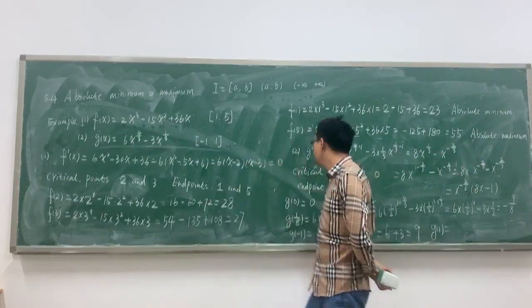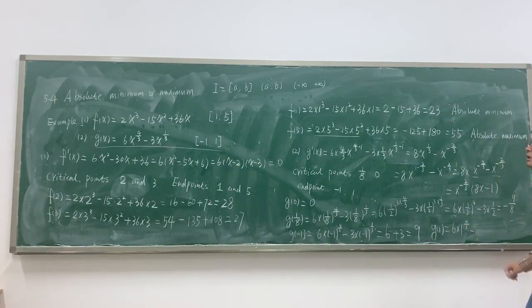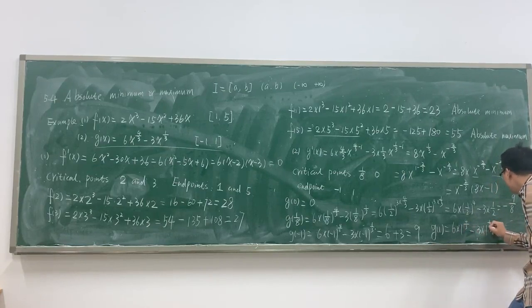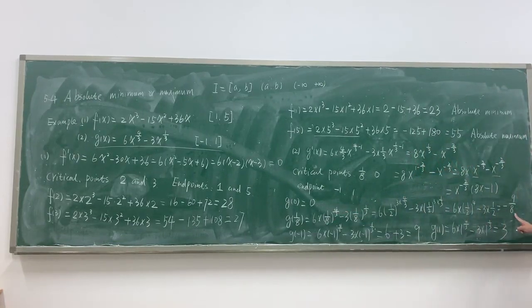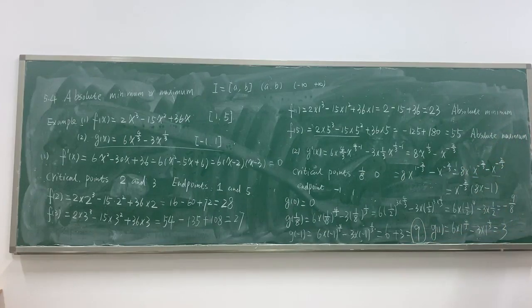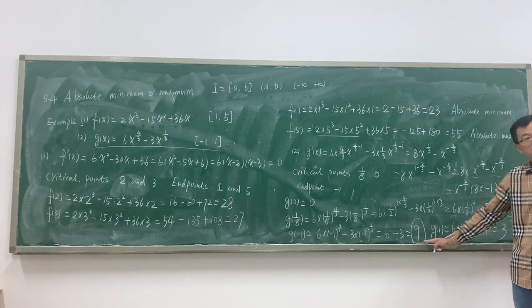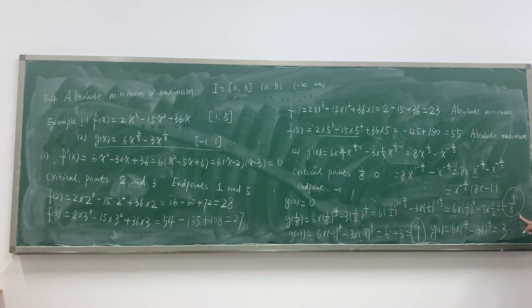And g(1) equals what? It is 6 times 1 to the 4/3 power minus 3 times the cube root of 1. This is 1, this is 1, so 6 minus 3 is 3. So we have 0, minus 9/8, 9, and 3. The biggest one is 9, so the largest is 9. The smallest is minus 9/8. So this is the absolute maximum, and this is the absolute minimum, okay?